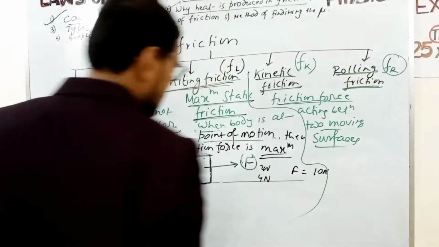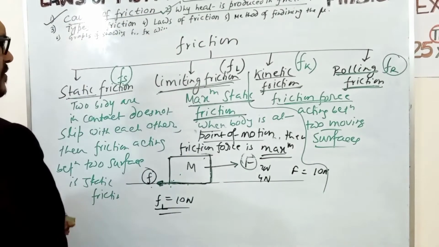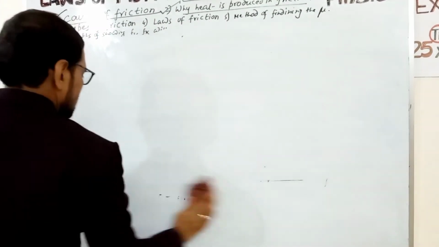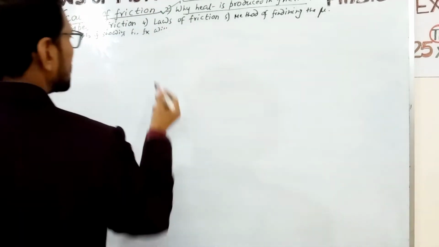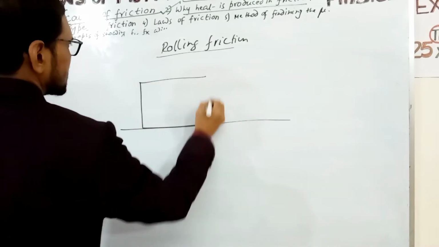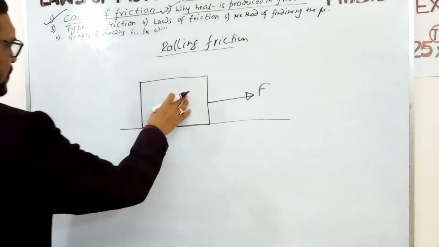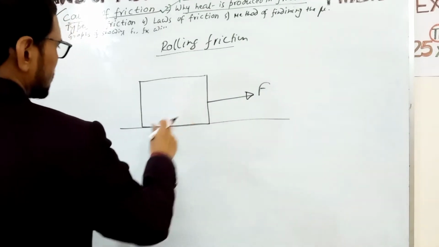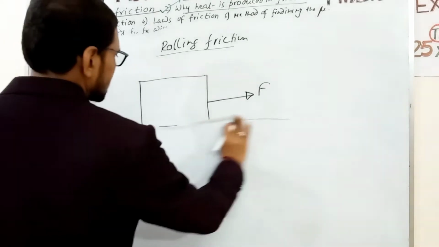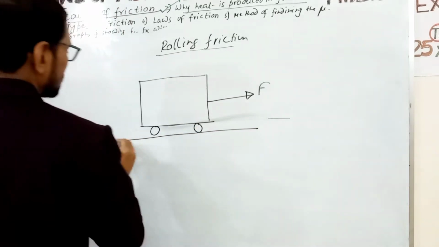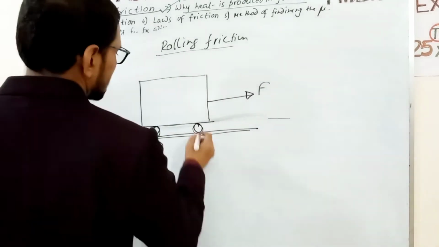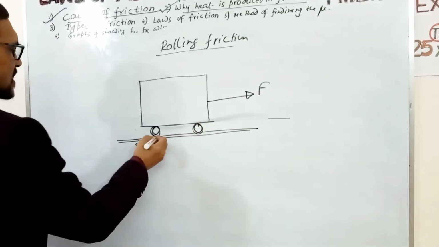Now rolling friction, what is rolling friction? Suppose this is the ground and a heavy block. The heavy block is pulled with a force. When it is pulled over the surface, it is difficult to pull because the friction is very much. So to reduce the friction force, generally a wheel is attached to the block, to the box. Suppose this is the body and a wheel is attached here. So this is the ground. Now the friction force acting between the ground and this wheel will be very less.